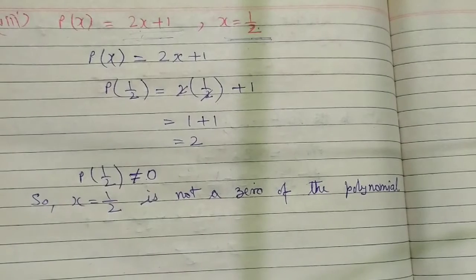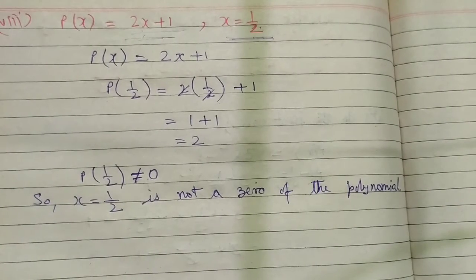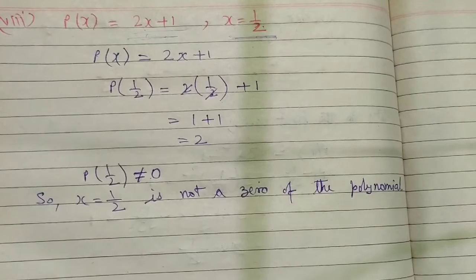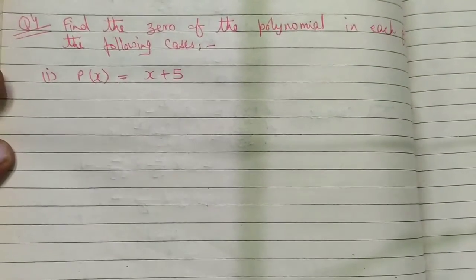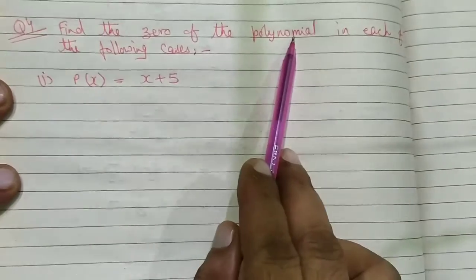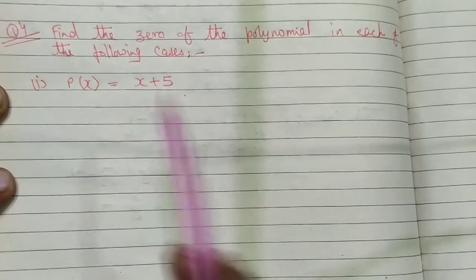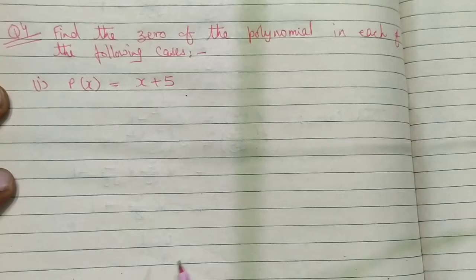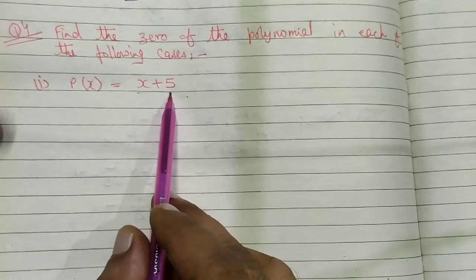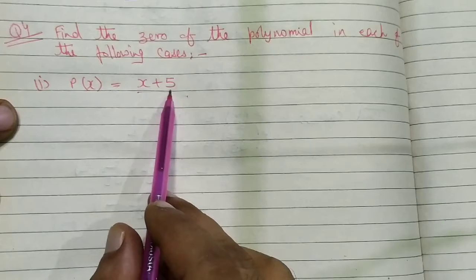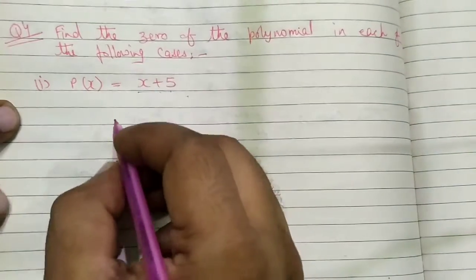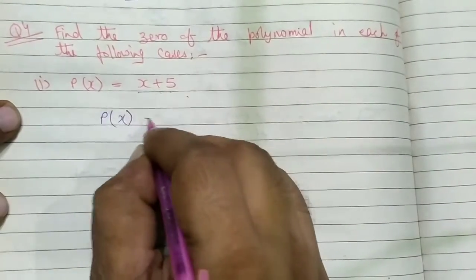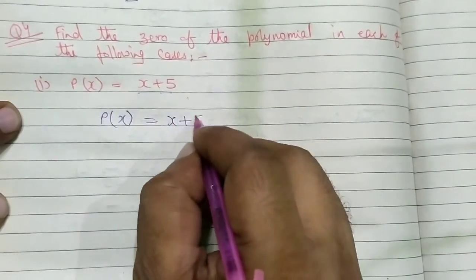Okay, so here our third question ends. Now we need to go to the fourth question. Let's read the question. Okay, here is our fourth question, right? So it is to find the zero of the polynomial. In every case, I mean, we are going to solve various questions. So this is our first polynomial given here, and we need to find the value of the zero in it. So as we all know, it is p(x) is equal to x plus 5.